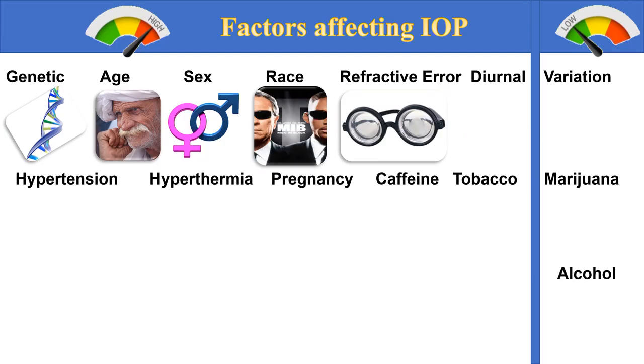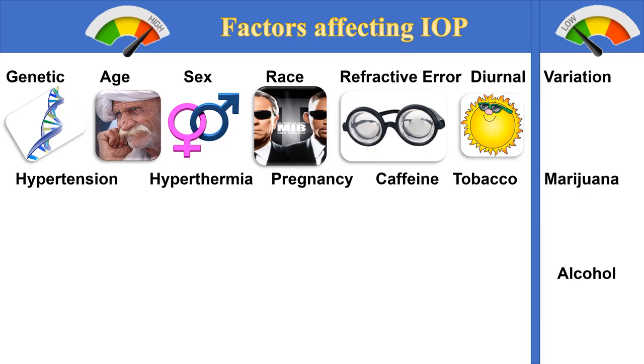Diurnal variation also has a factor to affect the intraocular pressure. It was found that the intraocular pressure tends to be higher in the morning, while it tends to be lower in the afternoon. That's why it is always said that the IOP will show cyclic fluctuations throughout the day. We don't have a fixed intraocular pressure throughout the day. It will tend to go up and down.